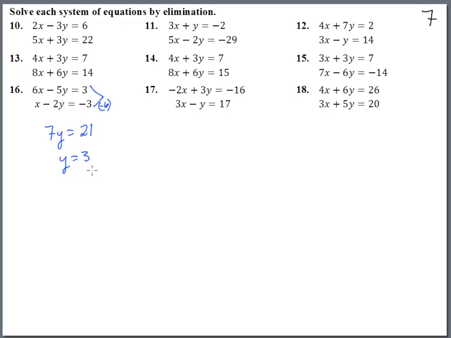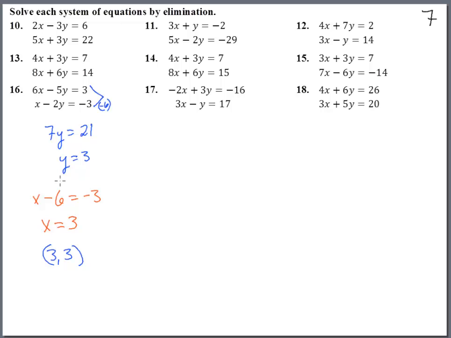Stick that y equals 3 back in anywhere. Let's pick the bottom one, I guess. X minus y is 3. That's x minus 3 equals -3, wait, x minus 3 equals 6... so we get x equals, add 3 over there, and we get x equals 9... So we get the solution.